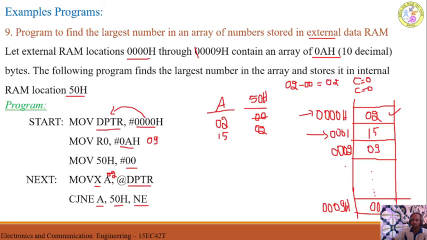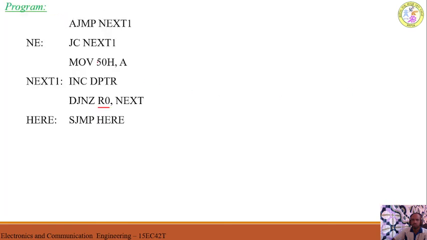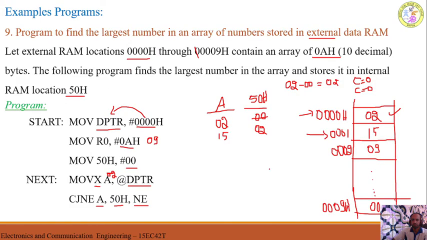Jump on carry. What is the carry status now? Carry is equal to 0. Therefore execute the next instruction. If carry is equal to 1, then only you need to jump here. Now in this case carry is equal to 0, therefore execute the next instruction, move 50, comma A. So this 15 will come to the 50 memory location, indicating that this is the largest number.